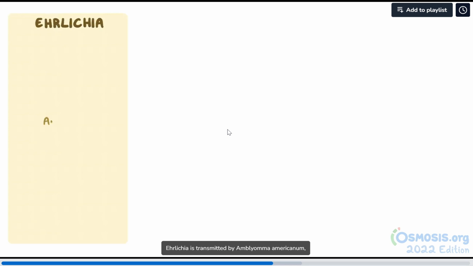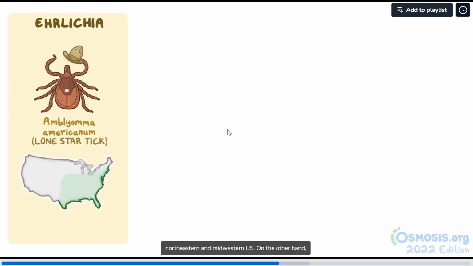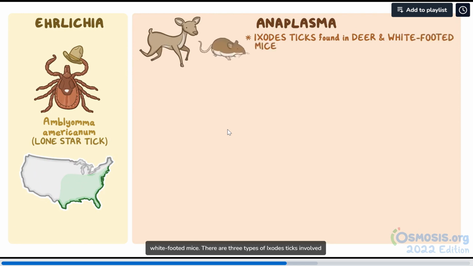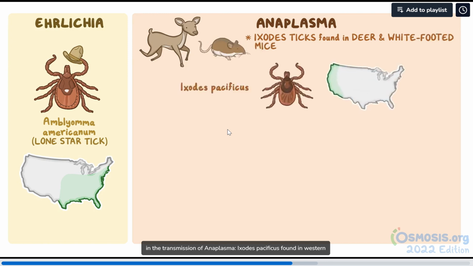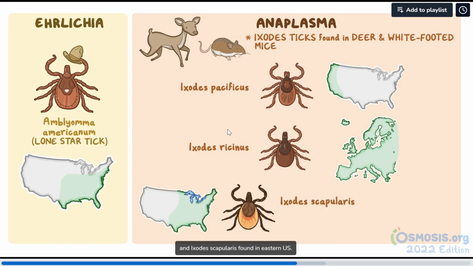Now, Ehrlichia is transmitted by Amblyomma americanum, or the Lone Star tick, which is usually found in the northeastern and midwestern US. On the other hand, Anaplasma is transmitted by Ixodes ticks found in deer and white-footed mice. There are three types of Ixodes ticks involved in the transmission of Anaplasma: Ixodes pacificus, found in the western US, Ixodes ricinus, found in Europe, and Ixodes scapularis, found in the eastern US. On a side note, Ixodes scapularis can also transmit Borrelia burgdorferi, which causes Lyme disease, as well as Babesia species, which cause babesiosis, so co-infections are possible.